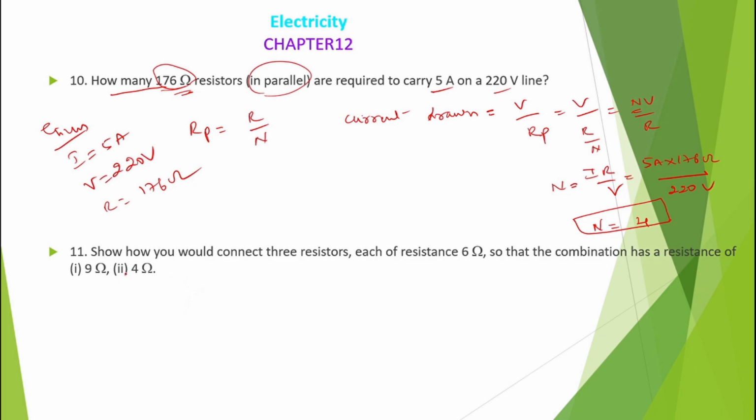So next question is, show how you would connect 3 resistors each of resistance 6 ohm so that the combination has a resistance of 9 ohm and 4 ohm. Trial and error we have to do. They are having 6 ohm resistance, 3 resistances.